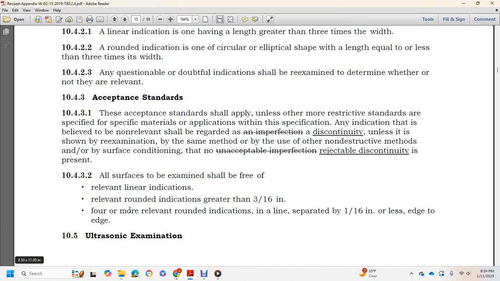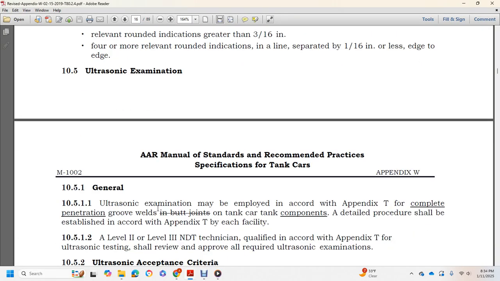Acceptance standards shall be applied unless more restrictive standards for the specific material or application specification apply. An indication that is believed to be non-relevant shall be regarded as an imperfection or discontinuity unless it is shown by re-examination, by the same method or other non-destructive methods or surface conditioning, that no unacceptable imperfection or rejectable discontinuity is present. All surfaces to be examined should be free of relevant linear indications, relevant round indications greater than 3/16 inch, and 4 or more relevant round indications in a line separated by 1/16 inch or less edge to edge.